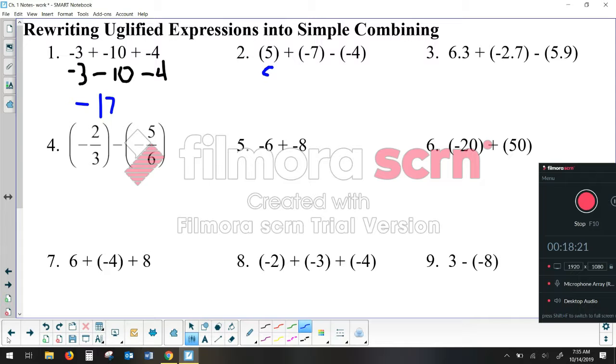So now we have 5 plus negative 7. You take the opposite of that and sign. So 5 and negative 7. When you have a minus negative 4, you take the opposite of that number. Taking the opposite of this number right here, so you're going to add 4. So we have 5, negative 7. We have our negative 7 is winning by 2, plus 4.